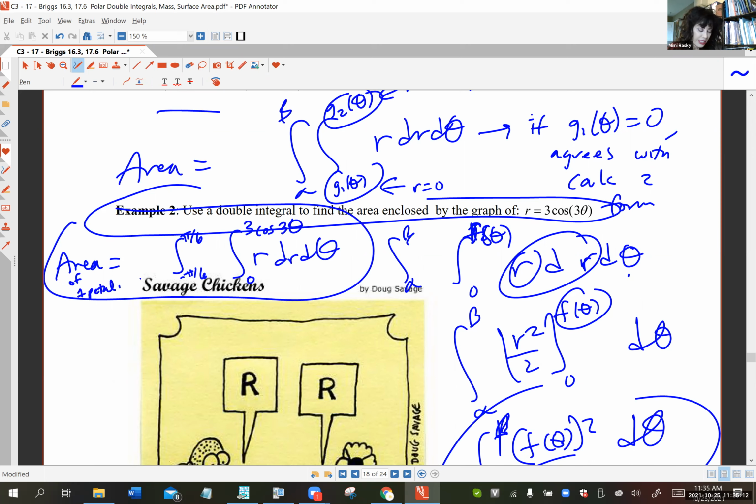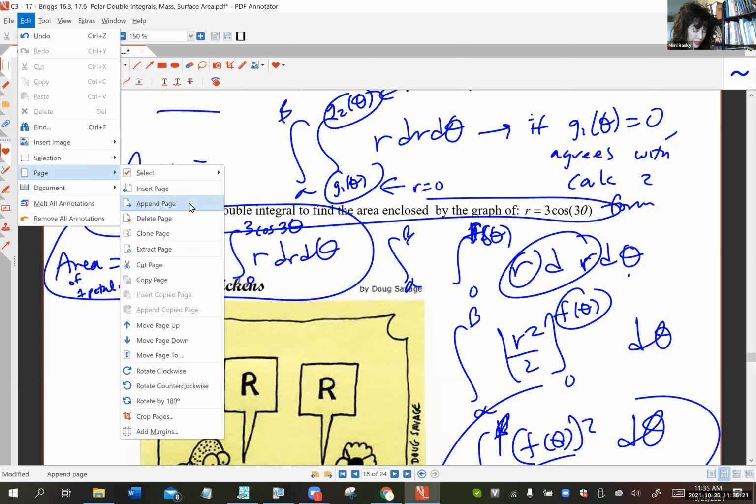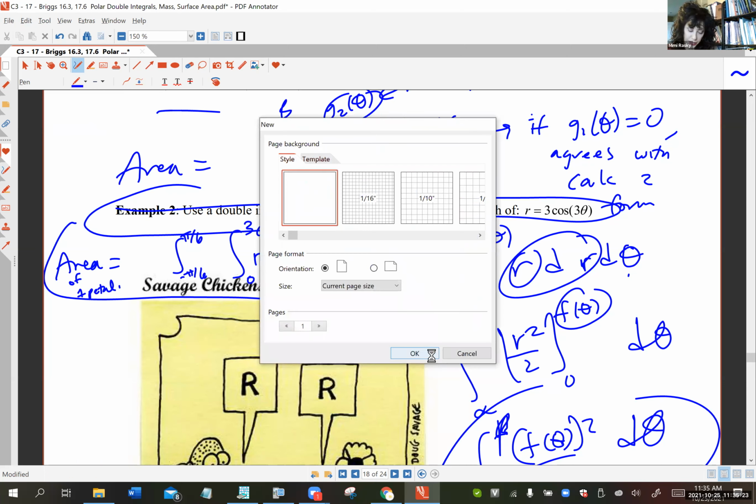Okay, so let's go ahead and continue with this, except of course I ran out of room. Geez, what else is new? I just never have enough room ever. Okay.